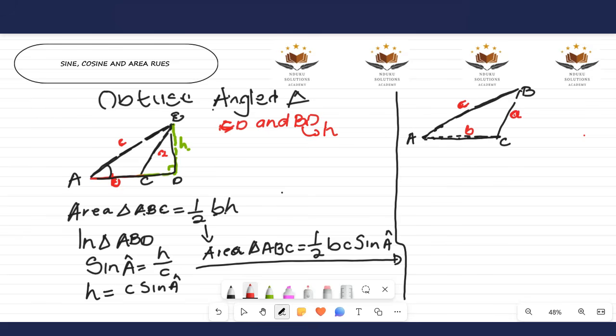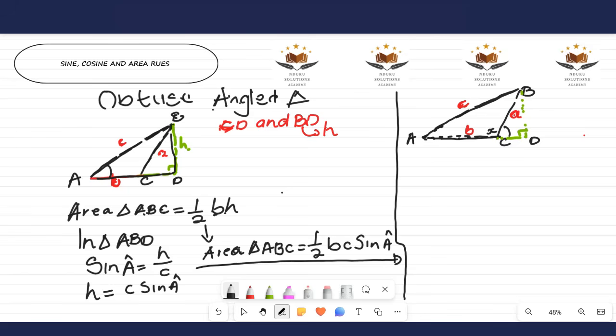Still going to do the same construction this side. So this will be my 90 degrees. Let's call this D. Same construction. And then I'm going to have two angles now. I want to use angle C. So let me call this X.